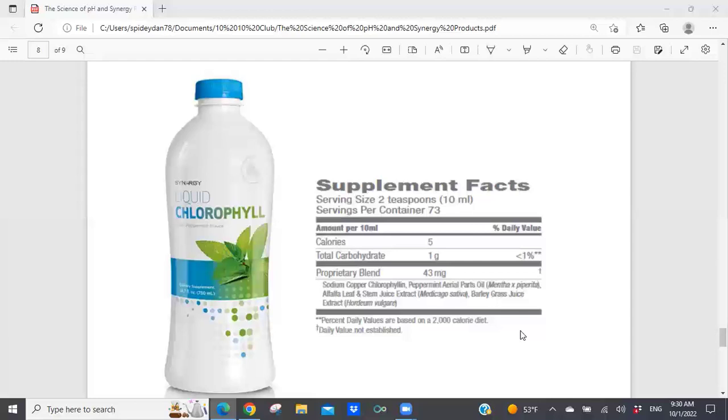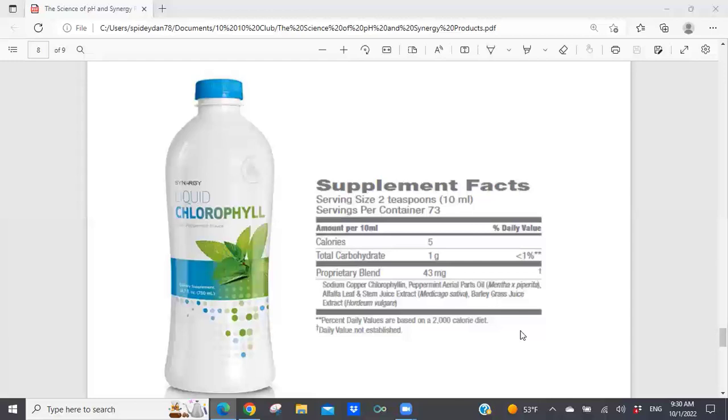simply by doing this one discipline, adding liquid chlorophyll. You can see that the serving size is 2 teaspoons. I usually put a teaspoon or a little bit more in the bottom of a glass and fill it up. My glass is usually a 12-ounce glass, and I usually have 3 to 4 of those on a daily basis. I could certainly consume more water than what I do.